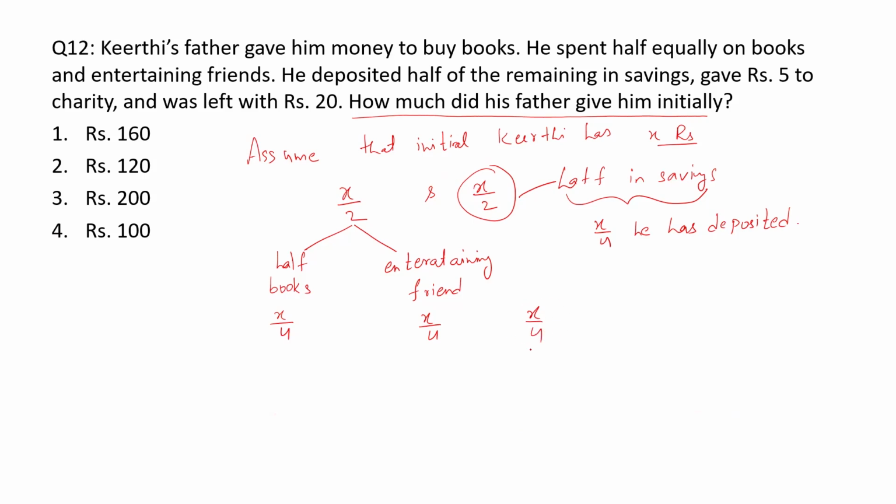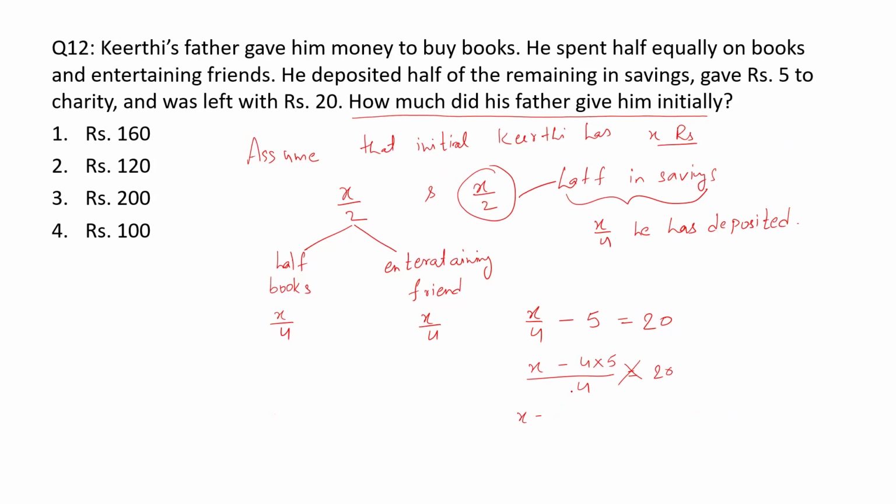But from this X by 4 he gave 5 rupees to charity, and now he is left with 20 rupees. So X by 4 minus 5 is 20. Now you just have to solve this equation. So take the LCM, which would be 4. Now cross multiplication.